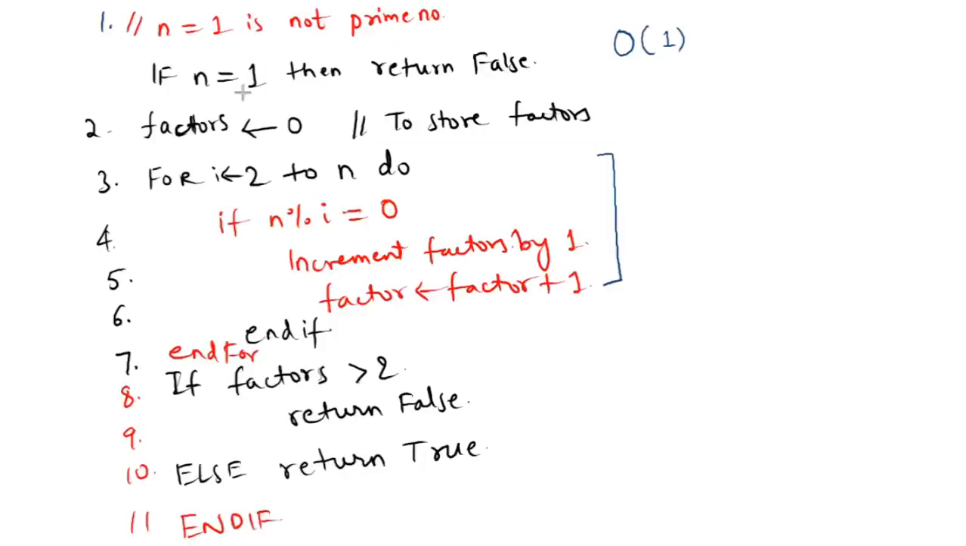Let us figure out the time complexity for the pseudocode. The first instruction will be executed in big O of 1. For the remaining instructions, each time factors have to be checked, and this will be executed till the number n. So this will become big O of n, and the remaining instructions will be carried out in big O of 1.